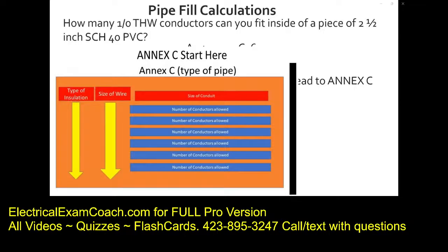When we get to the table, we always read the black bold heading to make sure that we're in the right table. Starting on the left-hand side, looking for our type of insulation. When we find it, we go to our size of wire, come across the top until we find our conduit size. Then we're going to come down and tee off and find that we can fit 8 more conductors inside of this conduit. Great job.